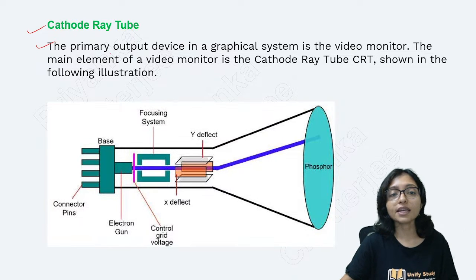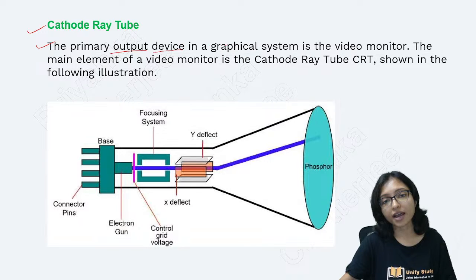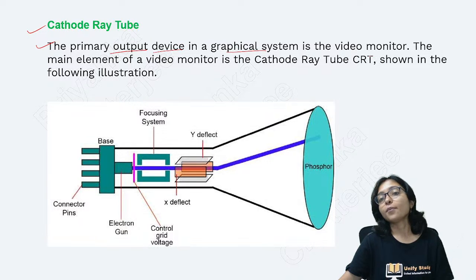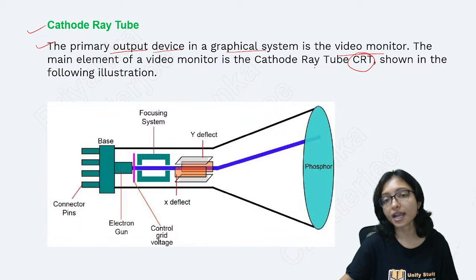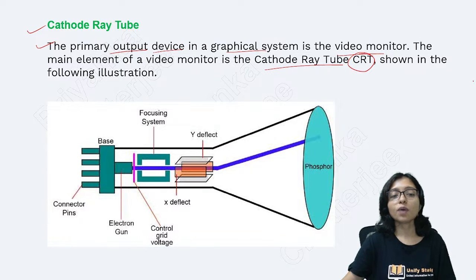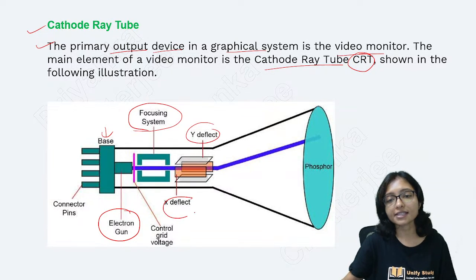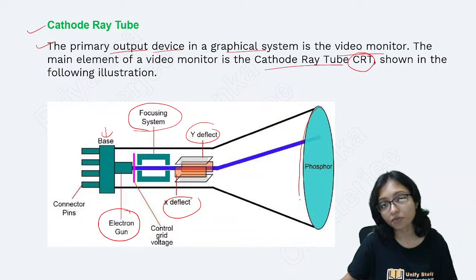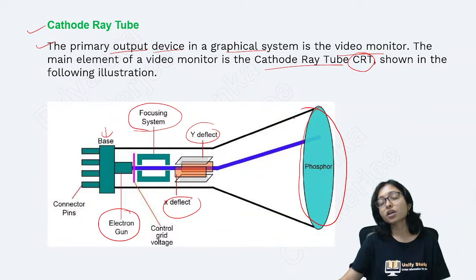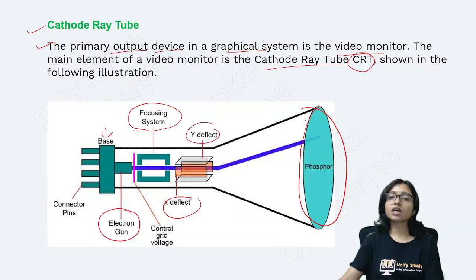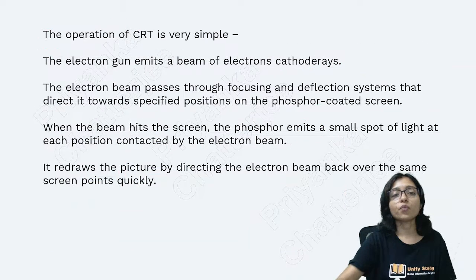The primary output device of the graphical monitor, the video monitor, we are using the CRT monitor, that is the cathode ray tube. Okay, so how does the cathode ray tube work? You can see here is the base, electron gun, focusing system, Y deflect, X deflect, and we are using the phosphor screen.